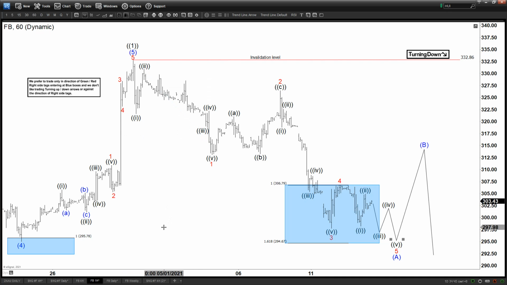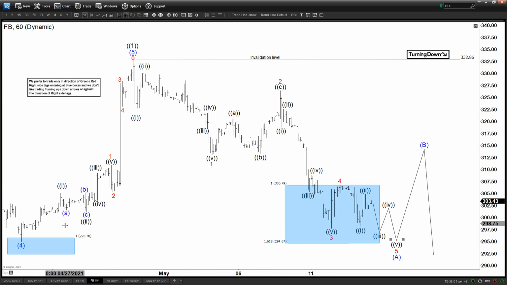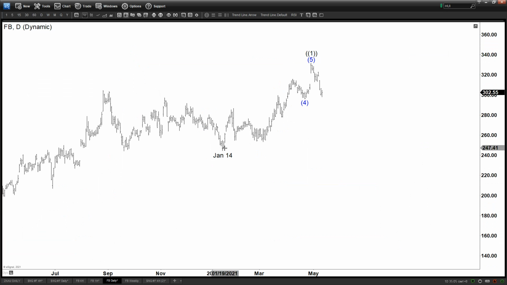So let's take a look here at the larger degree and get some ideas about the larger degree sequence. If we take a look at the daily, I'm putting here 5 and 4 in blue that you can see in the 1 hour chart earlier, 4, 5 and then 1 in black. So if I put it here on the daily, then you know that if this is 5 and 4, this needs to be a 3.